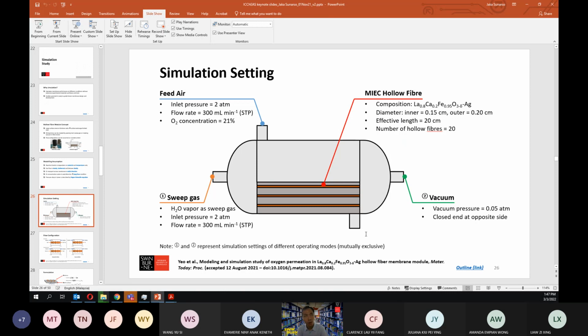We have the feed air. We inject it at 2 ATM. Remember that in ambient conditions you have 1 ATM pressure, so this is double your ambient pressure. We put in a flow rate of 300 ml per minute, and what we put in is just normal air with 21% concentration of oxygen. This is the composition and the diameter of the hollow fiber. The effective length we assume is 20 centimeters. The number of fibers we put in is 20, and we create the oxygen partial pressure by vacuum pressure. So we put in about 0.05.